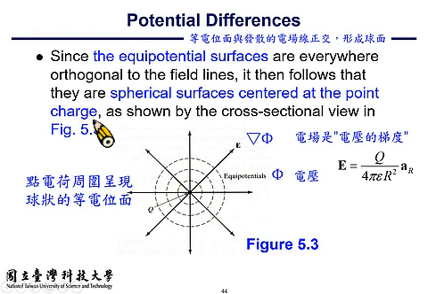This one has a slightly smaller one. This one, which is further away from the point source, has even smaller electrical potential. And if you have a point charge as drawn in this figure, you will have spherical equal potential surfaces.